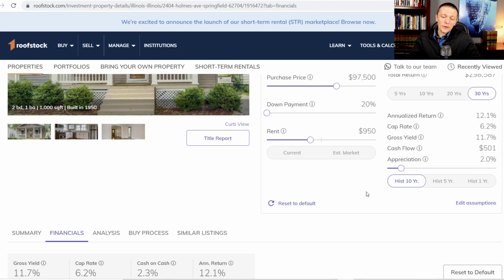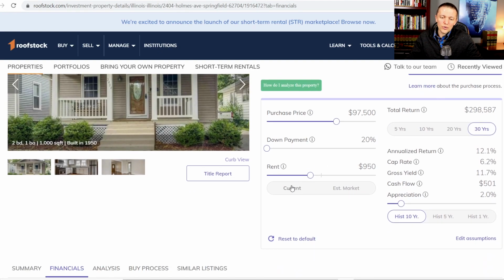But let's come back to some of the assumptions that we were making, and I want to show you guys some more information in that title report. So let's go back to the rent. So we're going right now with the estimated market rent. This is $950, and that's an estimate provided by Roofstock. One thing I think you should be doing, if there is any doubt or question in your mind about the rent estimates or the current rent that's listed as the actual rent, is trying to verify what is reasonable for the market where the property is located outside of Roofstock and outside of this particular platform.